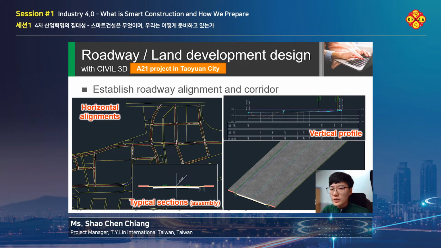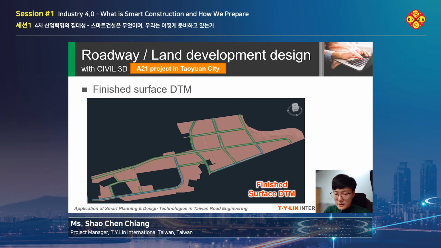And when we do the typical sections, which is called assembly in Civil 3D, and combine these three, we can generate the corridor here in Civil 3D. Since it is a land development project, we combine all the roadway corridors, all the roads here, together, and then we can have our finished surface DTM.